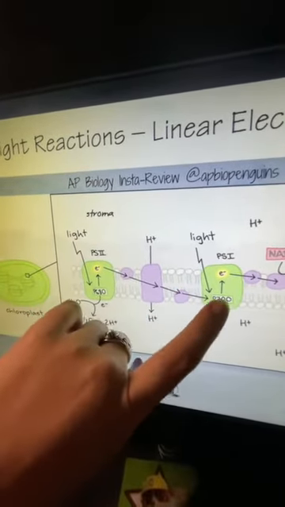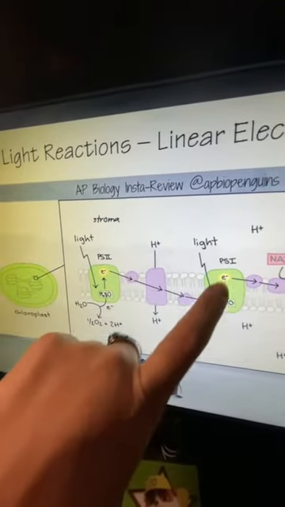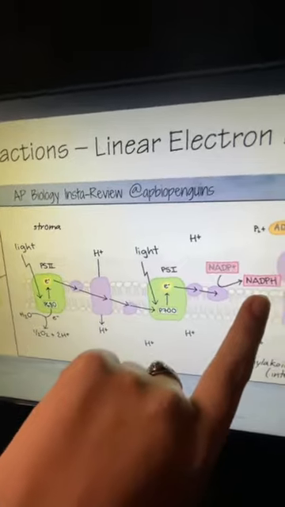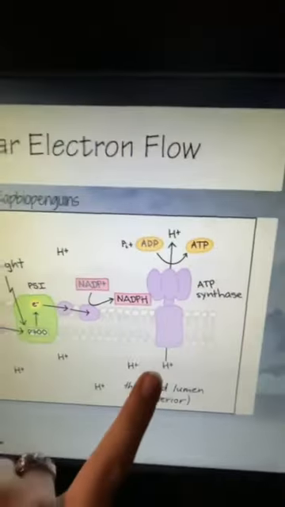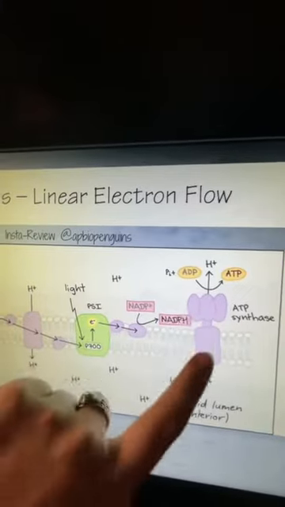That electron is going to end up going into photosystem 1. Light shines down, which of course causes the electron to jump to a higher energy state, and it goes down the electron transport chain into NADPH to hold that electron. And as I said before, we have an ATP synthase that's going to allow us to synthesize ATP.